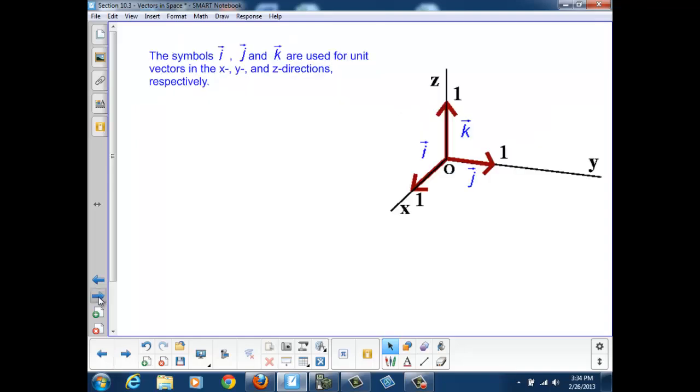Here we use the symbols i, j, and introduce the symbol k for the third dimension. They're used for the unit vectors in the x, y, and z directions respectively, as you can see here in our diagram. i is the unit vector along the x-axis, j is the unit vector along the y-axis, and k is our unit vector along the z-axis. Notice how x and y now form the floor of our three-dimensional space, and z is our vertical direction.